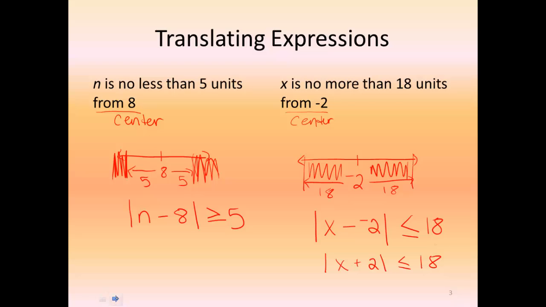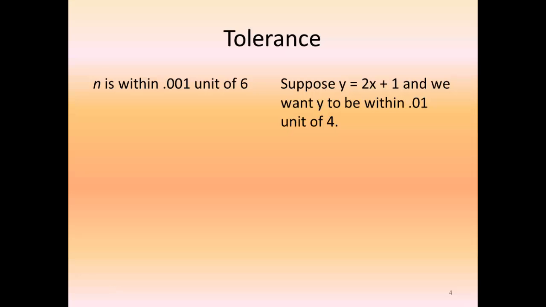Okay, a couple more examples. We're just practicing the translating. Tolerance is another word you'll see instead of no more than or no less than. n is within 0.001 units of 6. And again, here's my center for the 6. And so I want the absolute value of n minus 6 to be within. That means less than 0.001.